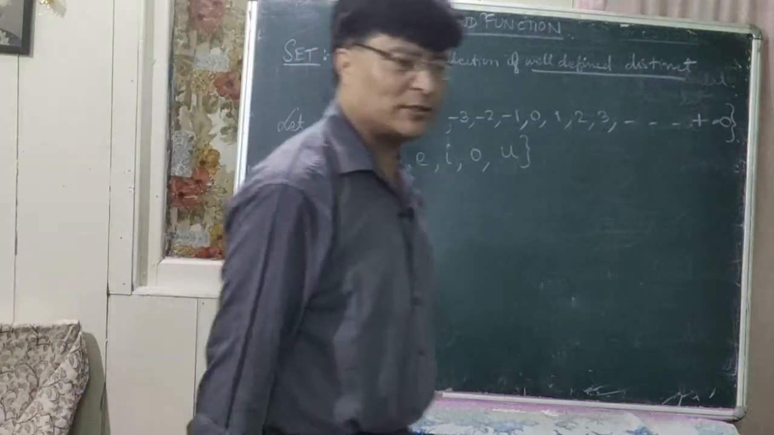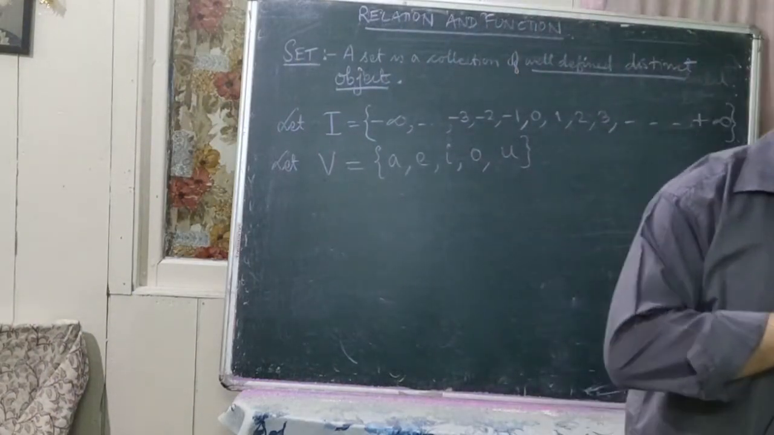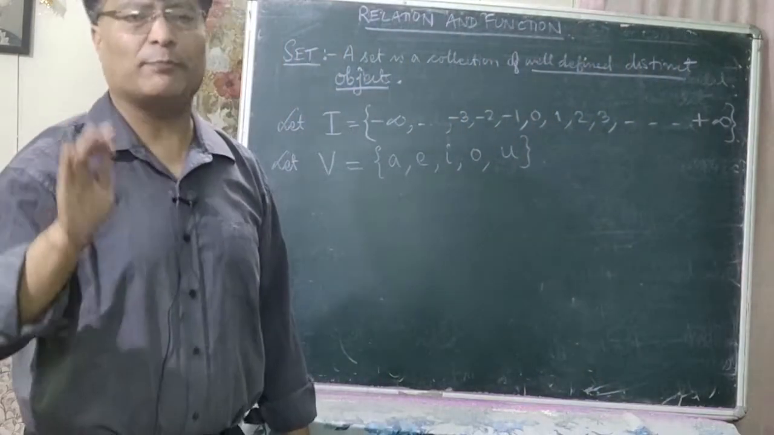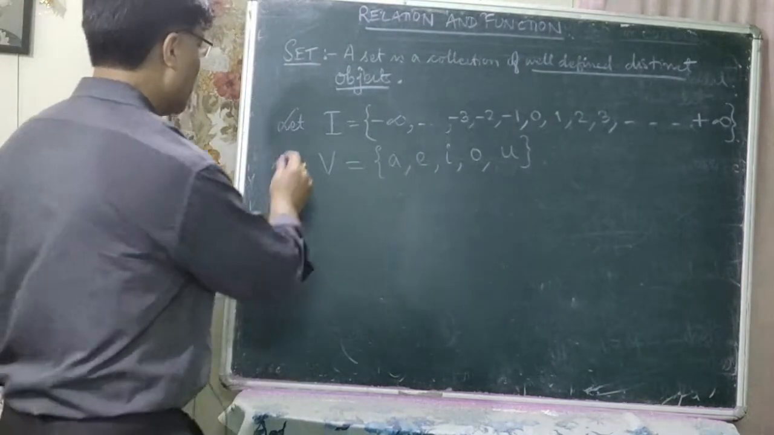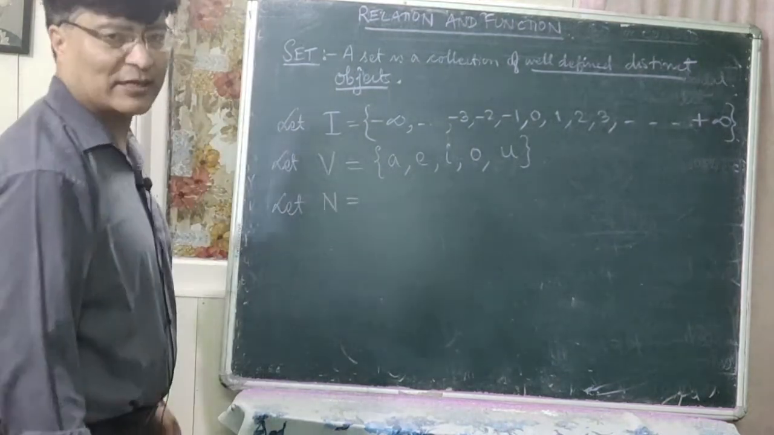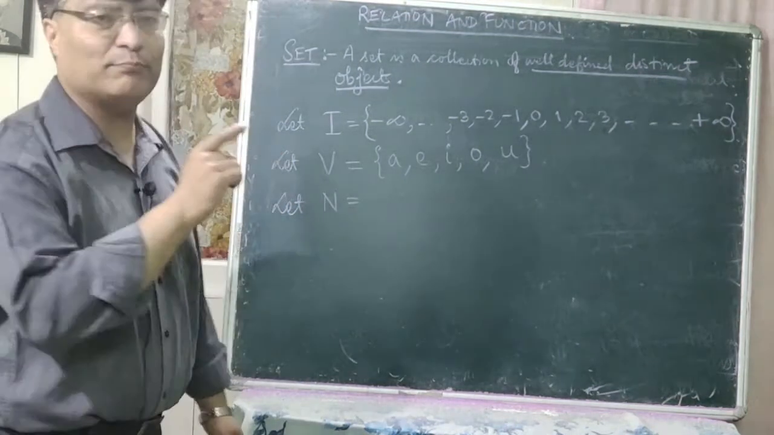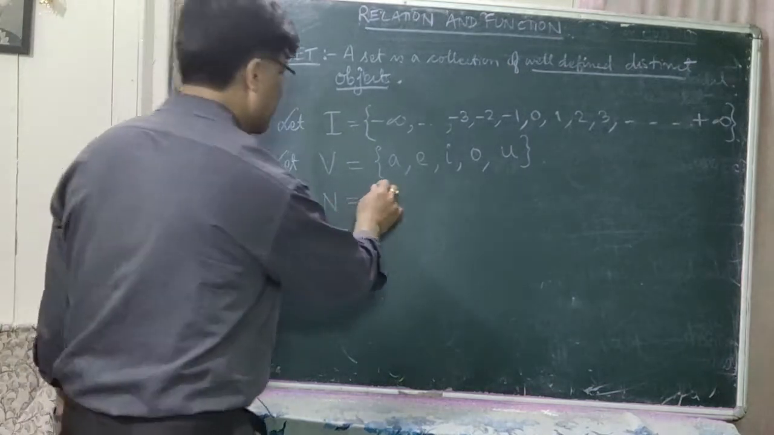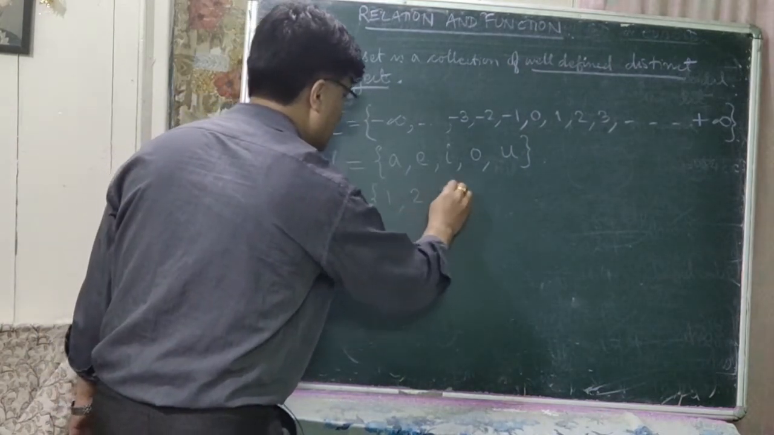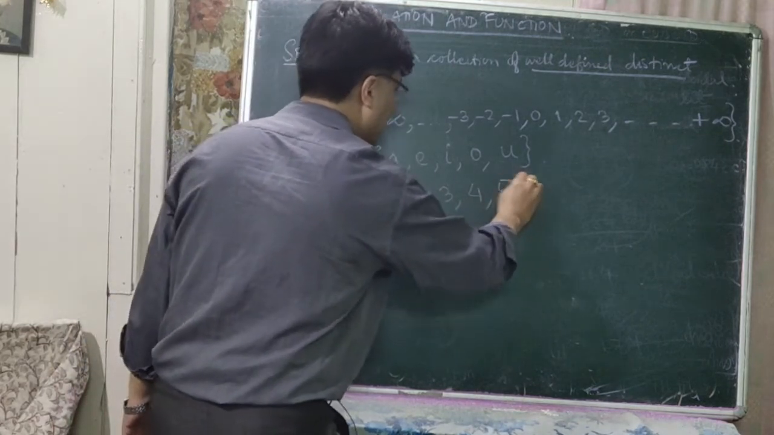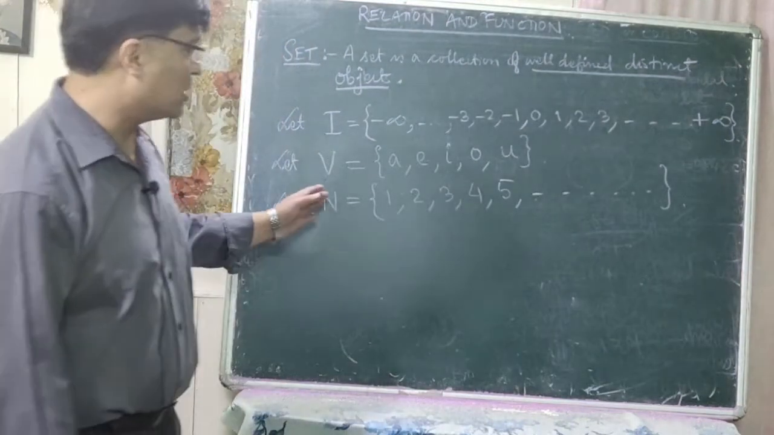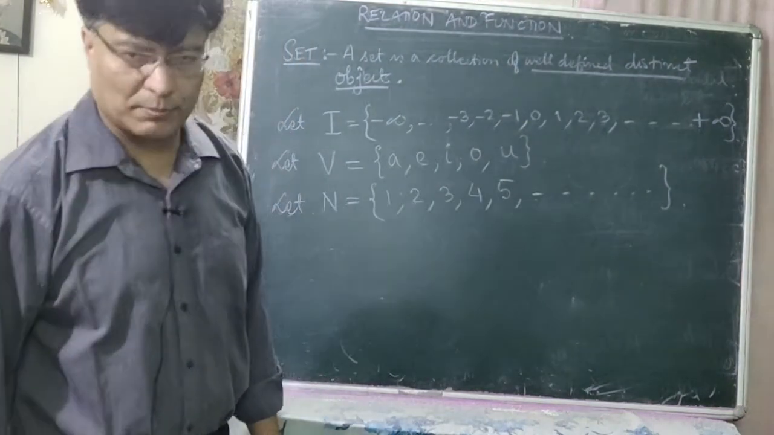You know natural numbers. Natural numbers start from 1. They should always be positive: plus 1, plus 2, plus 3, plus 4, plus 5, plus 6, etc. Let capital N be the set of natural numbers. So natural numbers start from plus 1, that is 1, 2, 3, 4, 5, dot, dot, dot. It goes up to plus infinity. So this is the set of all natural numbers.